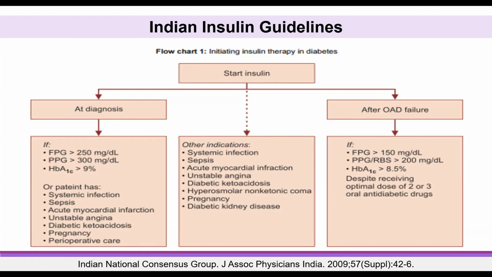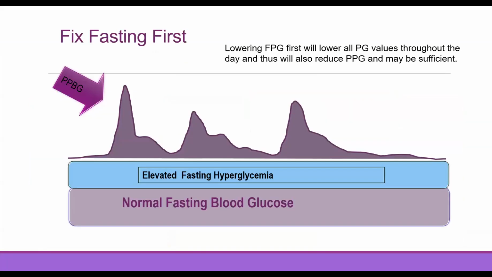So looking back into the patient, we'll find this patient has a high fasting, high PP, and HbA1c of more than 8.5, and therefore fulfills the criteria to start insulin therapy. Looking into the three guidelines, you will understand that this patient actually requires insulin therapy, especially as he is planning for cataract surgery.